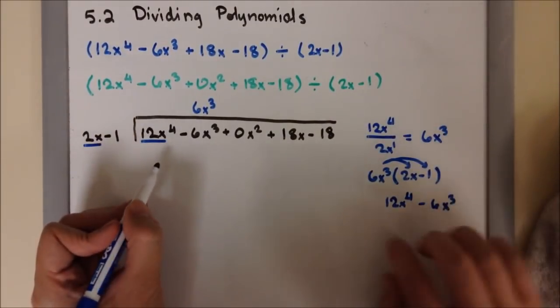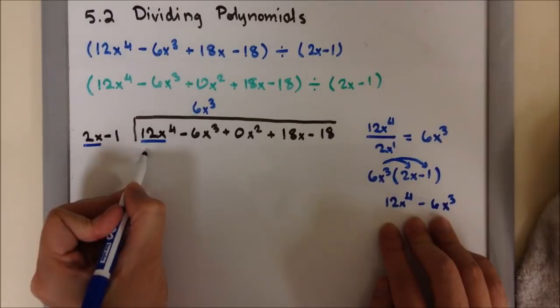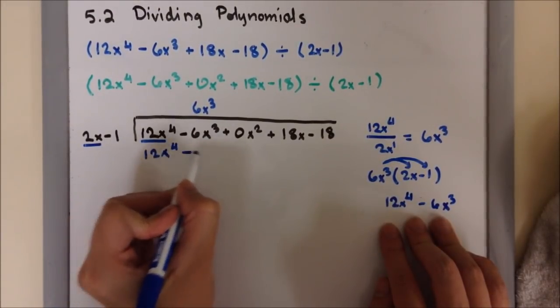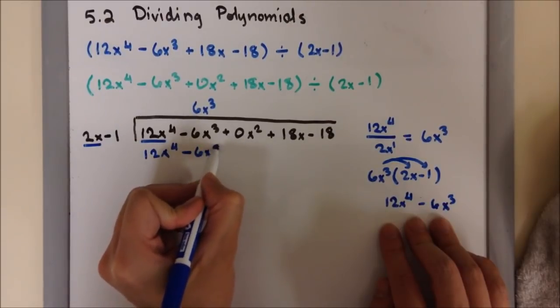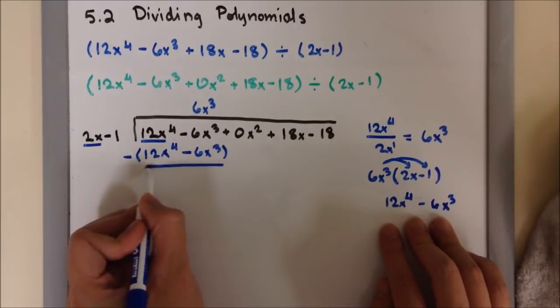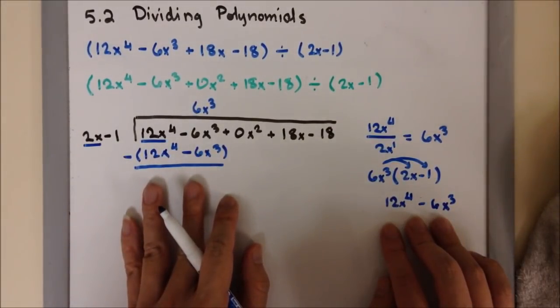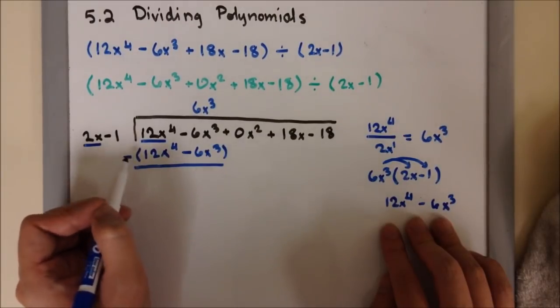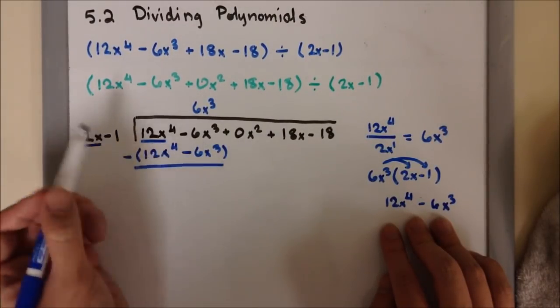Alright, so I'm going to put this over here. So 12x to the 4th minus 6x to the 3rd. Put parentheses and then subtract. Alright, this is the part where you have to be extra careful. Since I have a negative outside of parentheses, I'm going to distribute to everything inside.